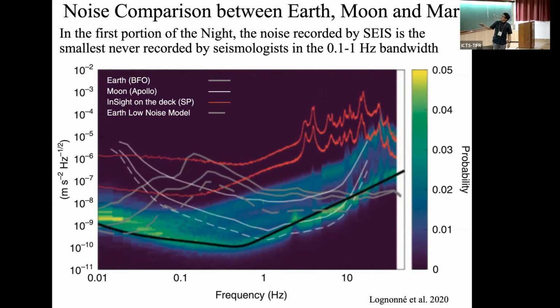I also want to show you this red curve. This is the noise level when the seismometer was on top of the spacecraft, before we deployed it. So this is the benefit we had by placing the seismometer on the ground. And you see all of these noise peaks. We think that they come from the lander itself. These are all the modes of the lander.